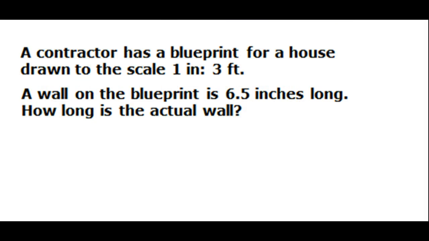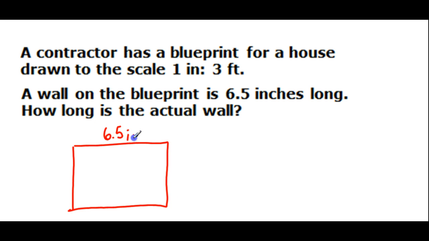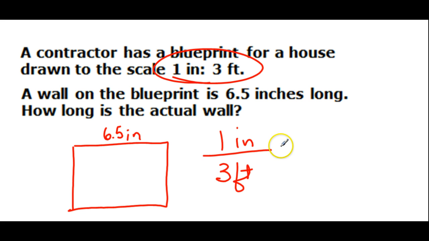A contractor may have a blueprint for a house that says 1 inch on the blueprint is the same thing as 3 feet. So let's say I have a blueprint that looks like this, and I have a wall that measures 6.5 inches. What would be the actual length of the wall? Well, let's set up the ratio first. Ready? 1 inch on the drawing is 3 feet in real life.